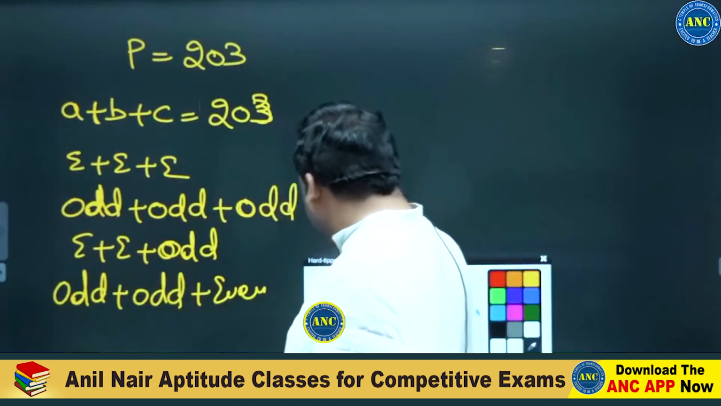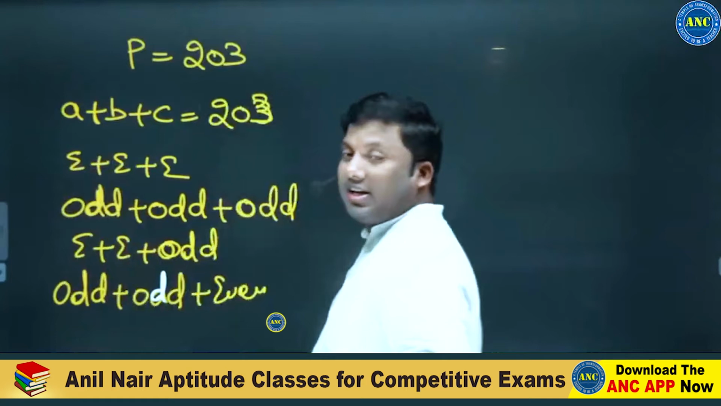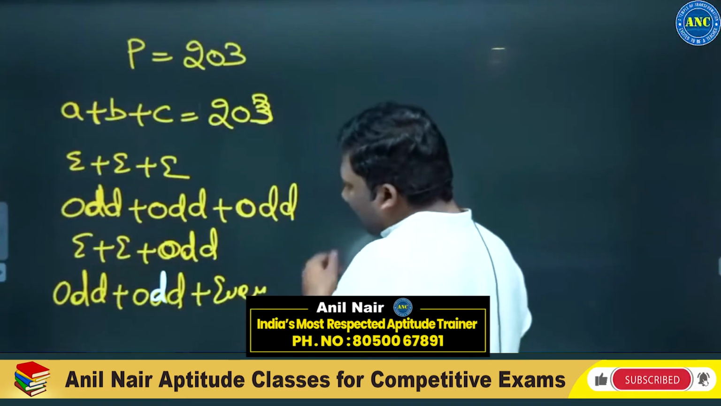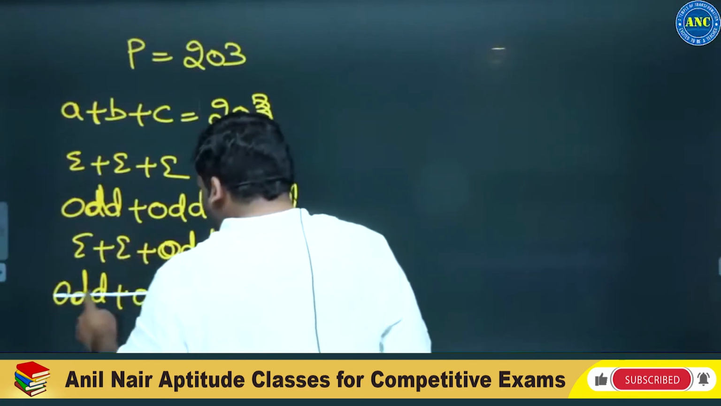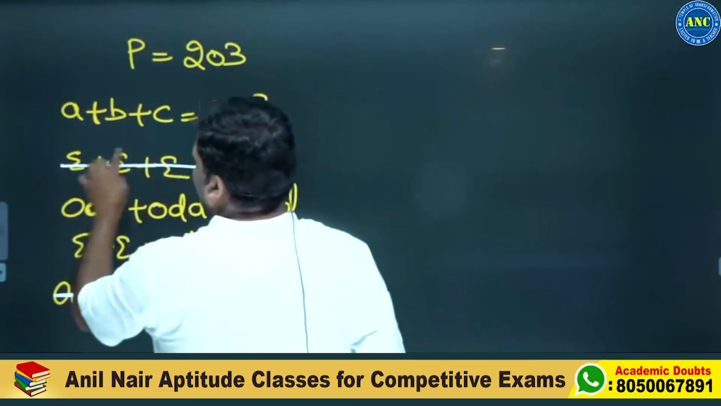Depending upon the right hand side, we have to eliminate the cases. Even plus even plus even is even. The right hand side should be an even number, but it is an odd number. Not possible. That means this case is not possible.